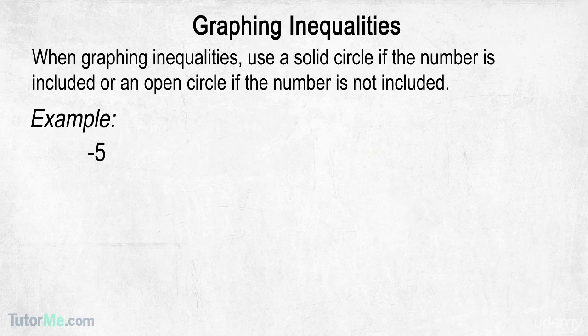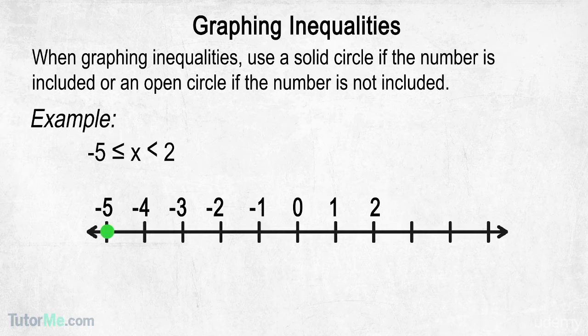Let's use negative 5 is less than or equal to x, which is less than 2, as an example. As you can see on the graph, the point on negative 5 is filled because negative 5 is included, whereas 2 is not included and thus is marked with an empty circle.